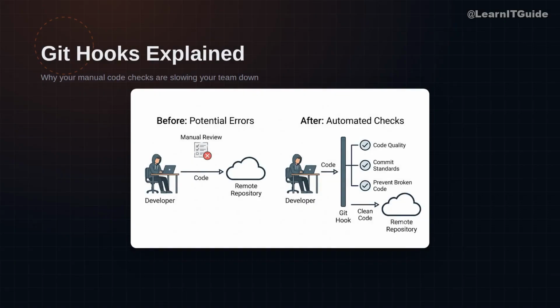Hey everyone, welcome back. In this video, I'm going to explain Git hooks. And you know why this matters? Because most developers rely on manual checklists before pushing code, which inevitably leads to human error. This one concept allows you to automate your code quality checks, enforce commit message standards, and prevent broken code from ever leaving your local machine.